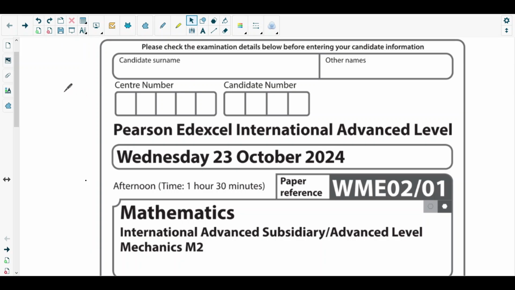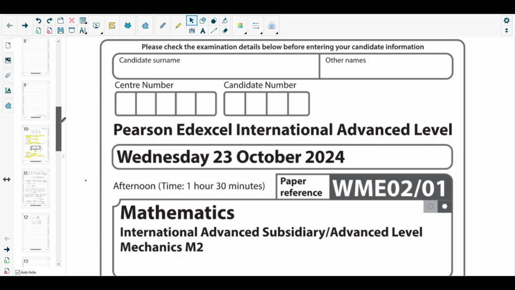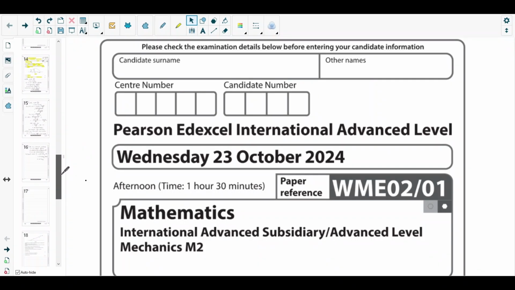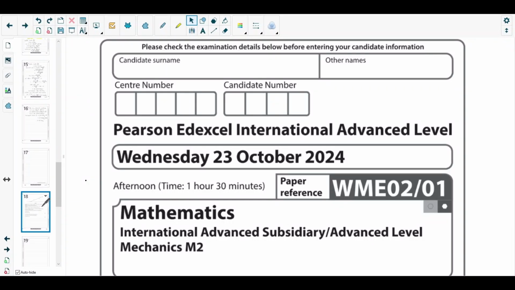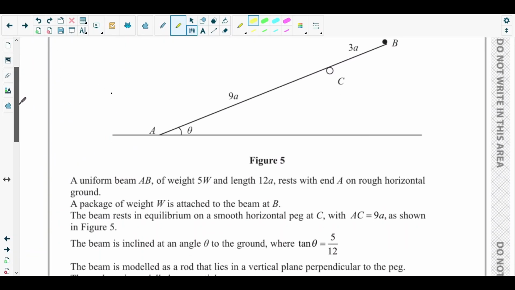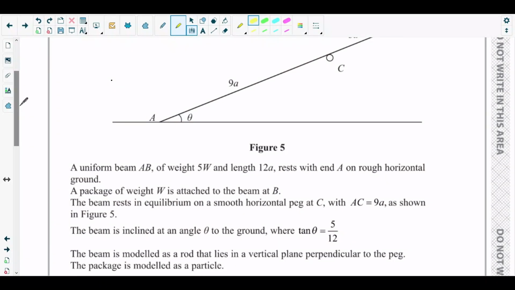In this video, we will be solving question number 6 from the most recent past paper of Mechanics 2, which is the October 2024 M2 paper. So let's get started with question number 6 of this paper. Okay, so here is the fifth figure of this paper, figure number 5.